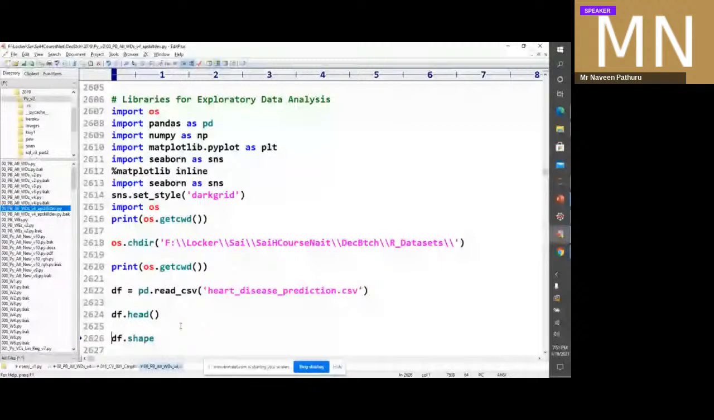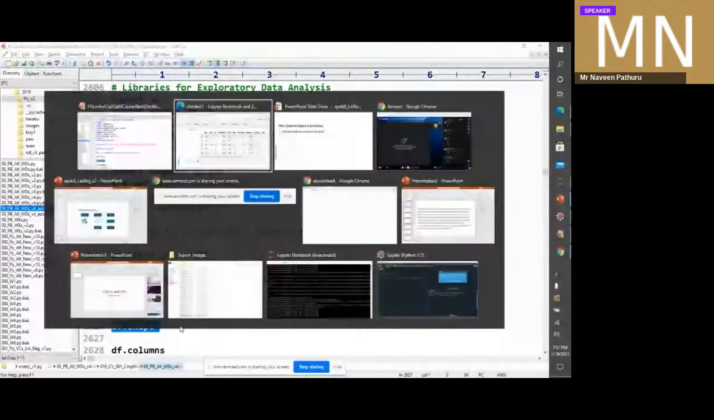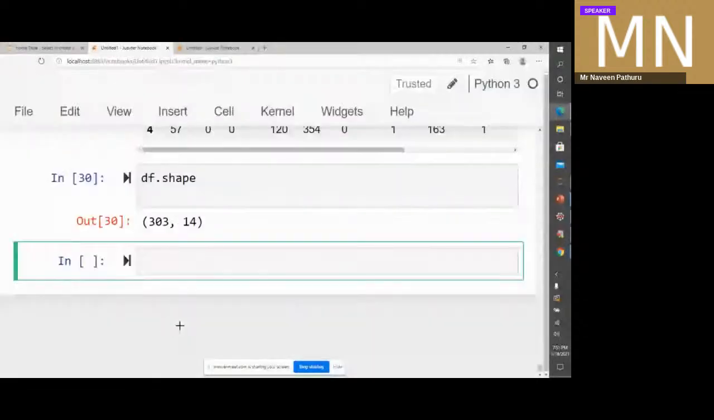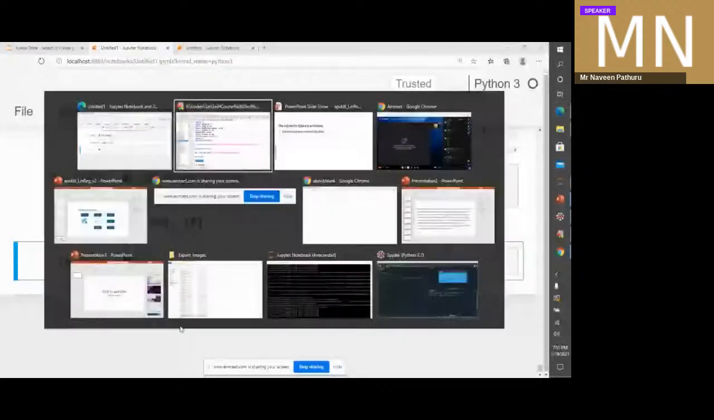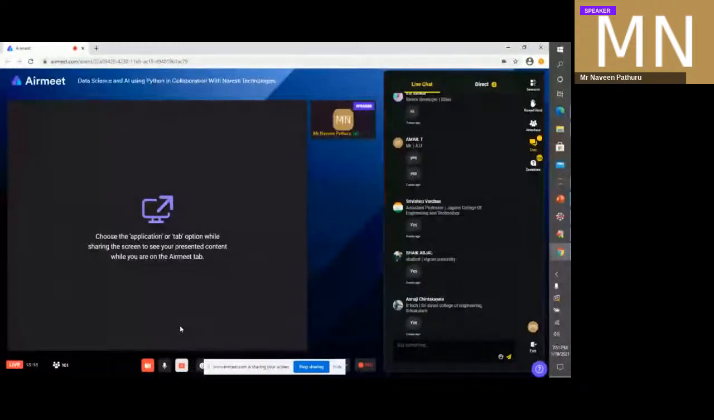Okay, so let's come back here. df.shape, if you recall, what are we doing? We're trying to understand how many rows and columns there are. 303 patients and 14 columns. Everybody with me so far, guys? Can you give me a quick yes, please?